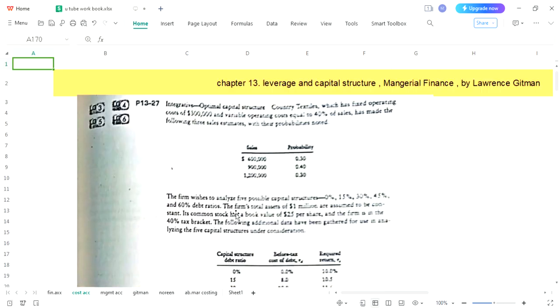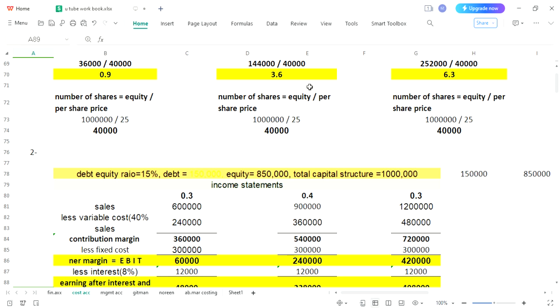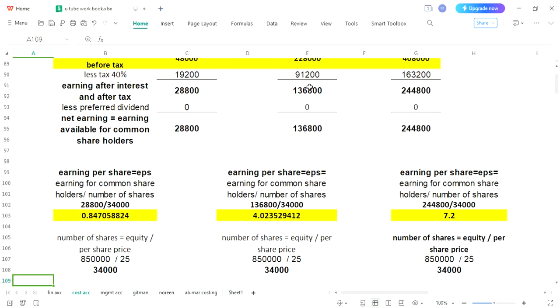So how many income statements in total have we made? 1, 2, 3, 4, 5 were the options, each for 3 probabilities. So 15 income statements in a single question we have made, and all answers were calculated, and you must be very sure about these answers. When you calculate, you will take these answers as your reference. EPS and the number of shares were calculated in each part. Income available for common shareholders was calculated for each part.